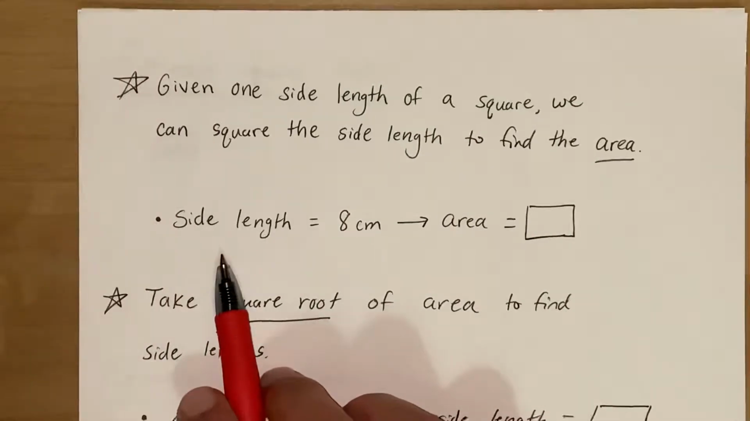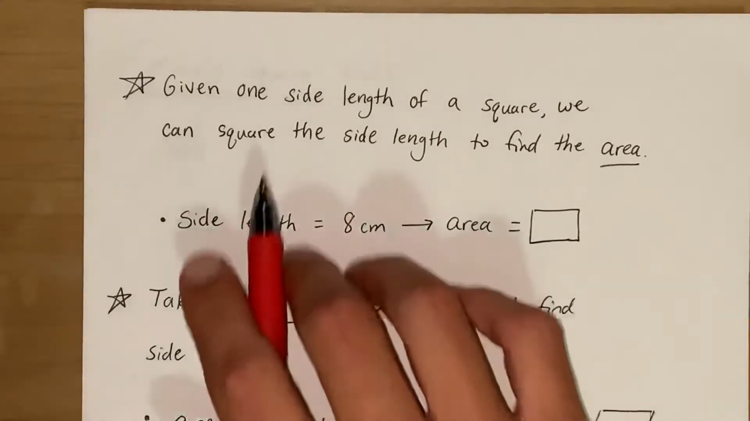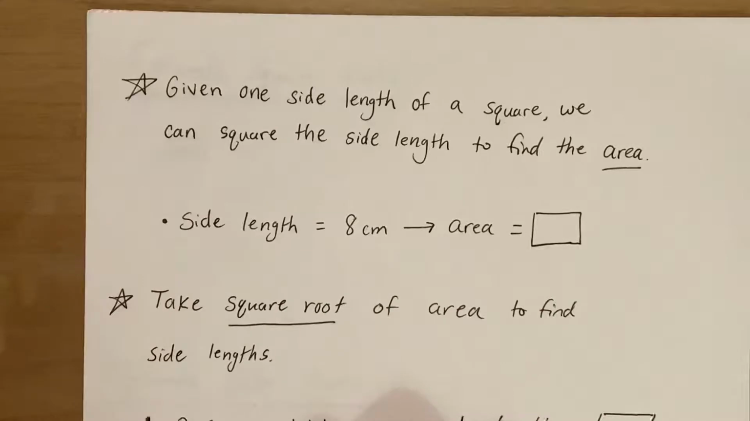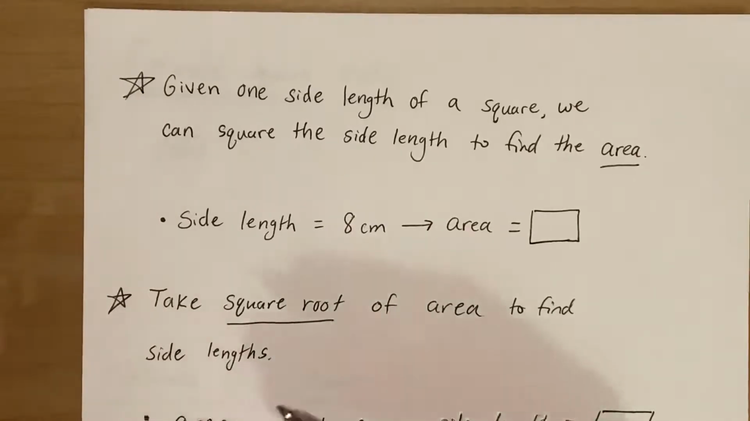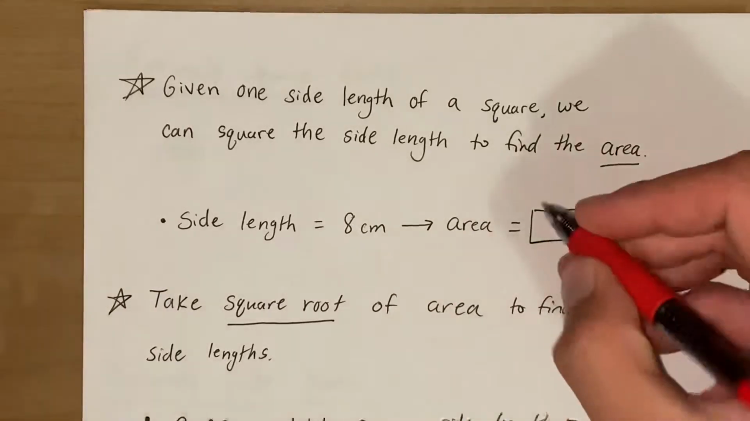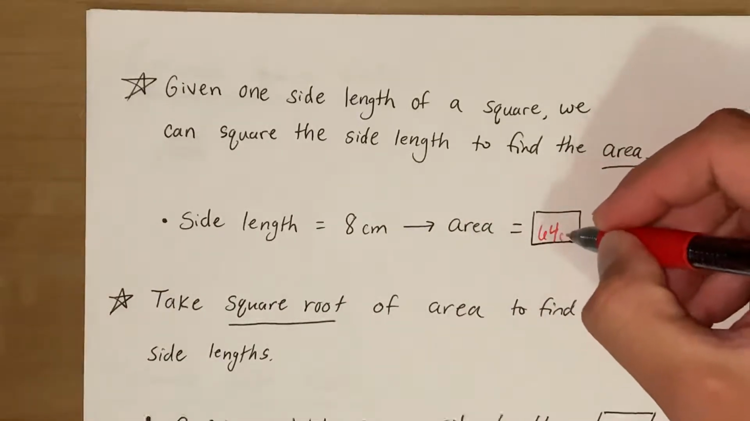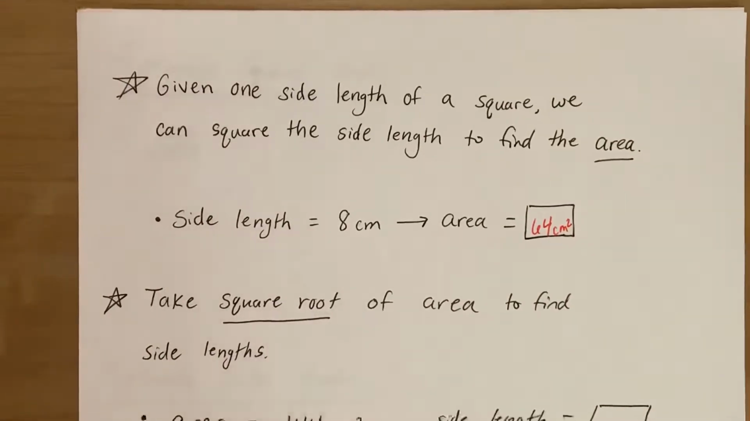So if our example is a square that has a side length of 8 centimeters, we square the side length, and that'll give us the area, because area we know is length times width. Well, in a square, the length is the width, so they're the same. So 8 squared gives us 64. And then we look at our label. So that'd be 64 centimeters squared, or 64 square centimeters.